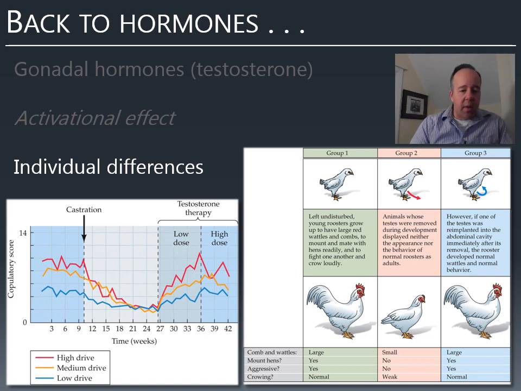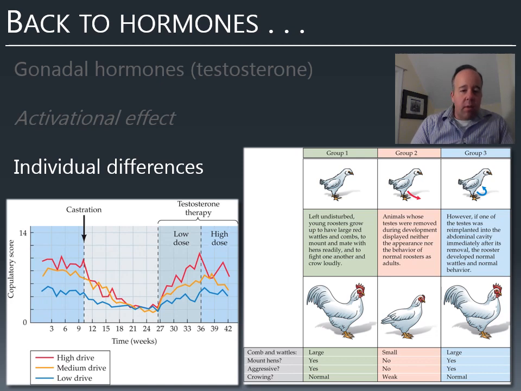So this is an experiment on the left from guinea pigs. They removed the testes of guinea pigs. Before they did that, they measured how much sexual activity they exhibited. And so there were guinea pigs that had a high sex drive, guinea pigs that had a medium sex drive, guinea pigs that had a low sex drive. They removed the testes and then artificially gave them testosterone. They gave them either a little bit or a lot, a low dose or a high dose.